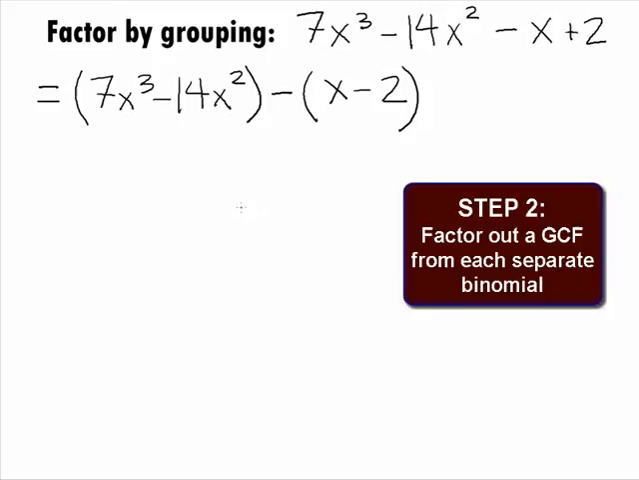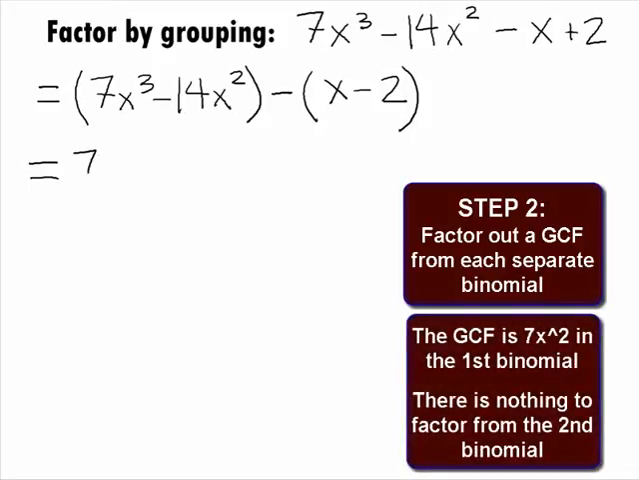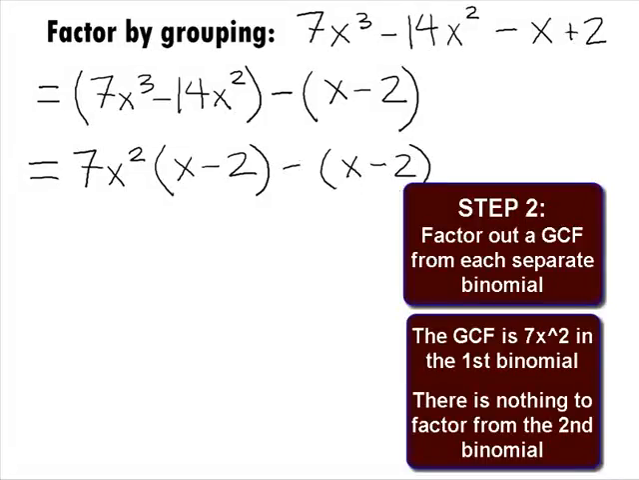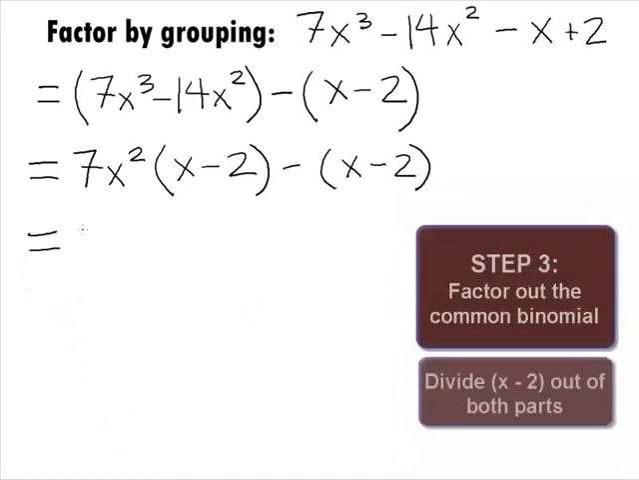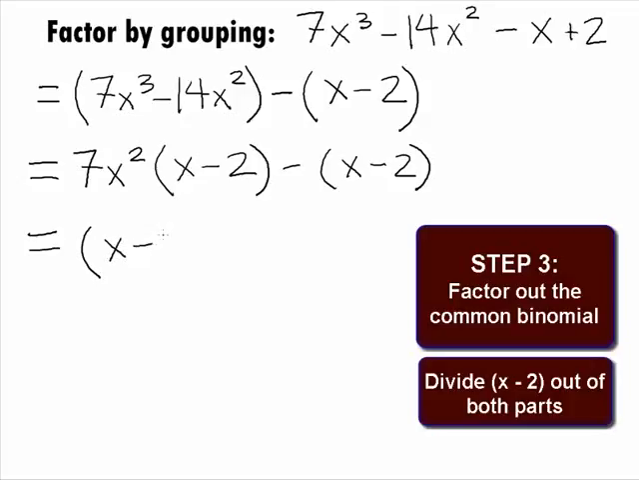In step 2, we need to factor out a GCF from the first two terms and then the last two terms. The GCF of the first group is 7x squared. When we factor that out, we get 7x squared times x minus 2. There is no GCF for the second binomial, so we'll still have the minus and then the parentheses of x minus 2. In our third step, we want to factor out the common binomial of x minus 2. When we do this, we get our final answer of x minus 2 times 7x squared minus 1.